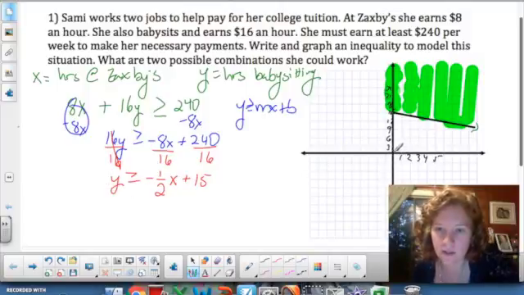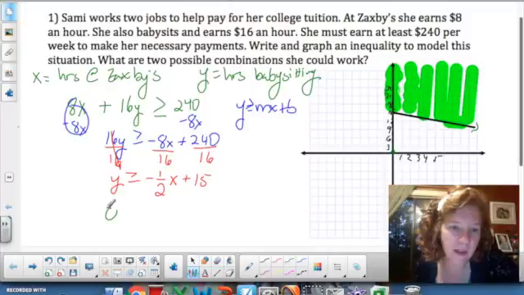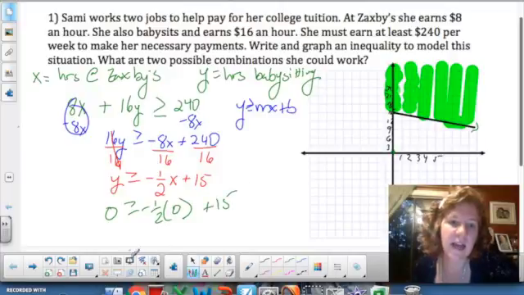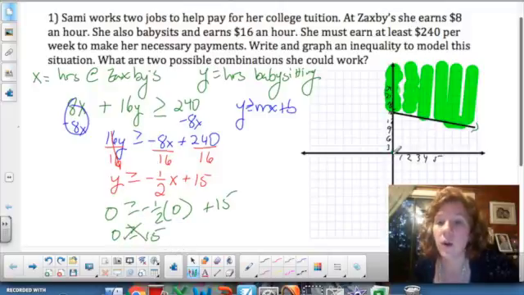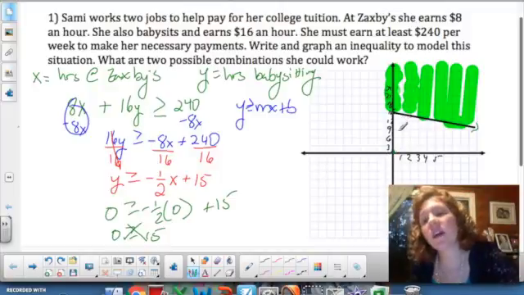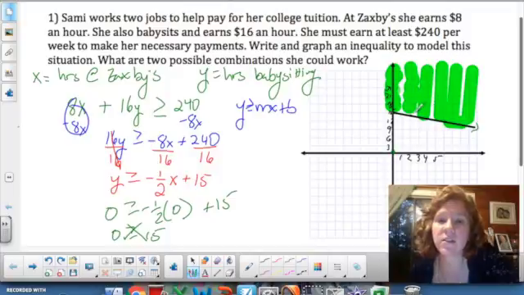So here's 0, 0. And if I plug that in, 0 and then -1/2 times 0 plus 15, I end up with 0 is greater than or equal to 0 plus 15, which is not true, which it shouldn't be because it's outside of the shaded region. So that means I shaded in the right direction, and these are where my solutions are.